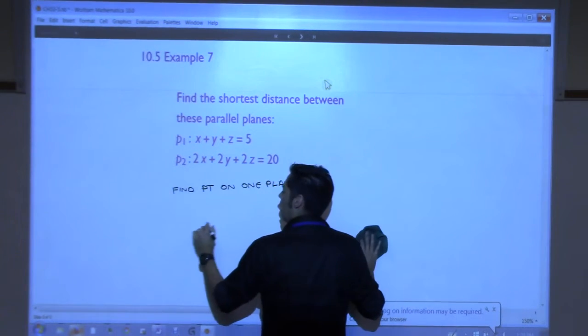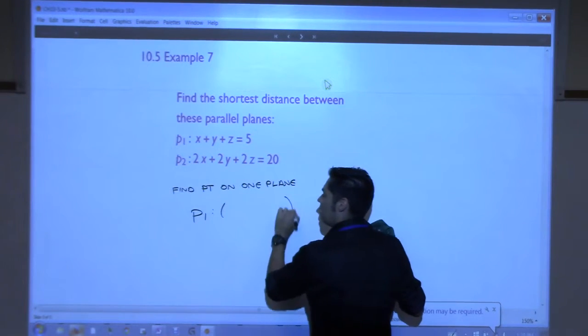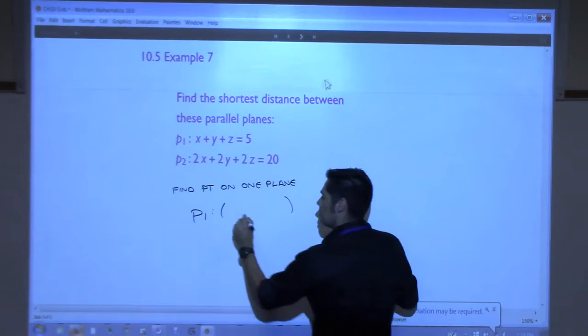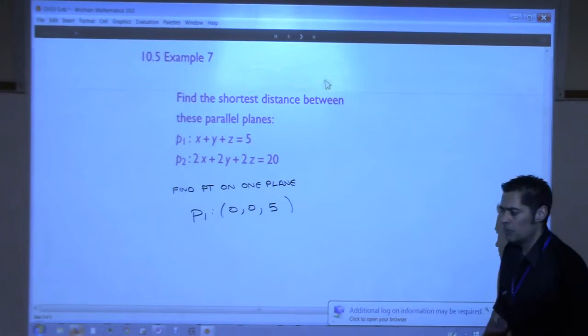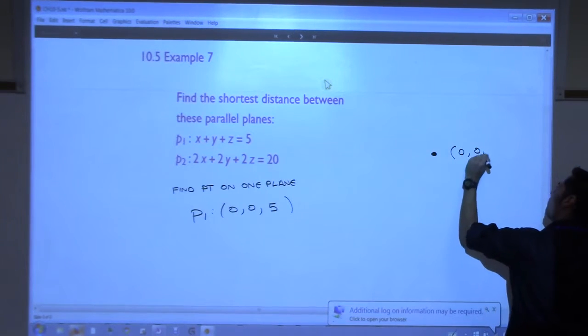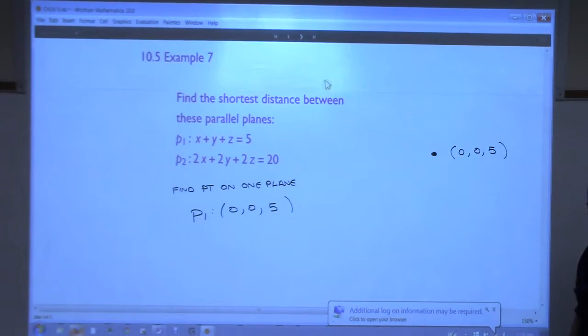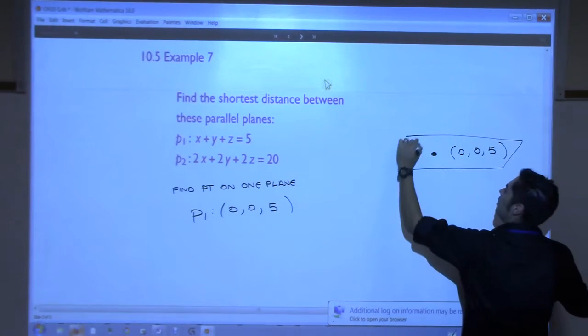And how about on plane 1? Give me a point that lives on plane 1. I think you said 0, 0, 5. Everyone agree that point lives on plane 1? So picture-wise, I have a point here, 0, 0, 5, right? That lives on this plane, this first plane, which is up here somewhere. There it is, okay?